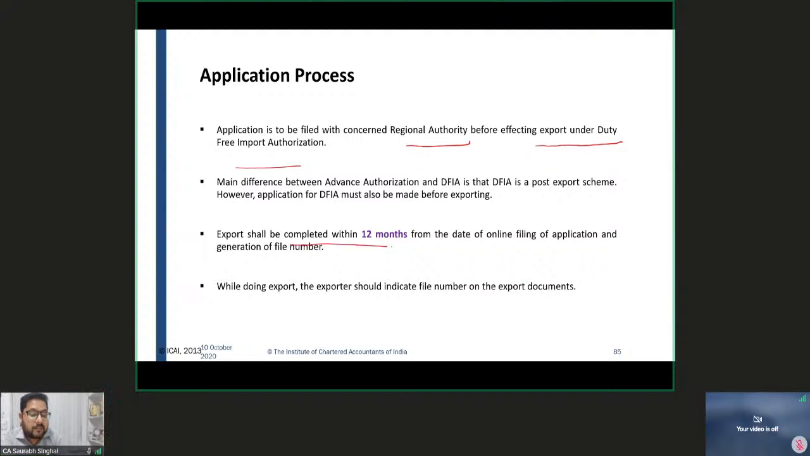The export shall be completed within 12 months. There it was 18 months. 12 months import, 18 months export. Here it is 12 months. Within 12 months of date of online filing of application and generation of file number, you have to export the promised products.